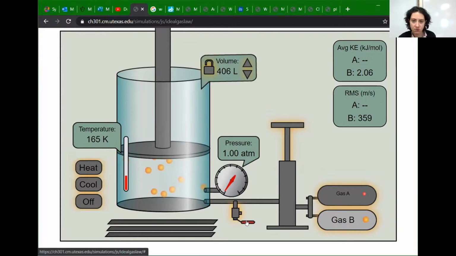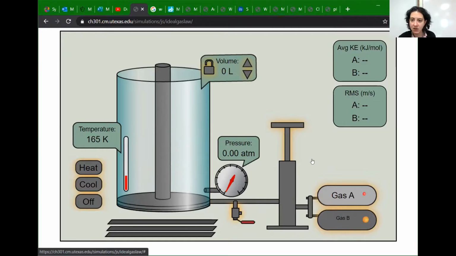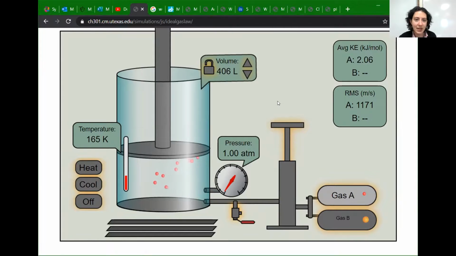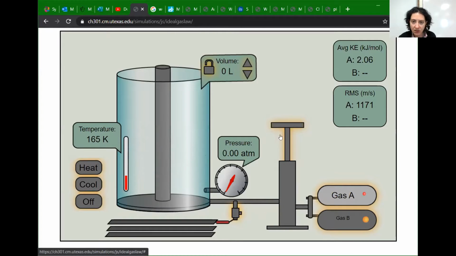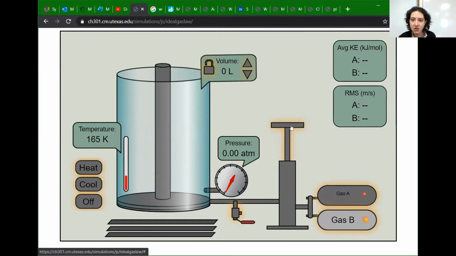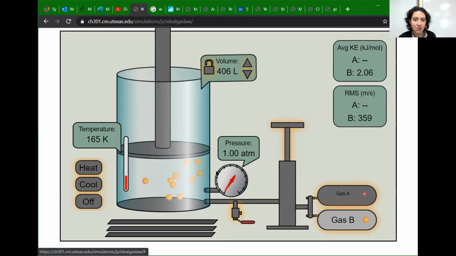So let's just try A again. It's just a matter of playing with these numbers. I actually noticed that all three of these seem exactly the same. If I empty it and put B in, that was 406, 1 atmosphere, and 165. So that's kind of interesting. But just play around with gas A and gas B. You can empty out gas A, put gas B in, you can mix them together and see if you can answer those questions based on that.